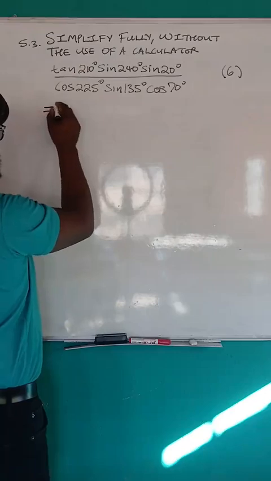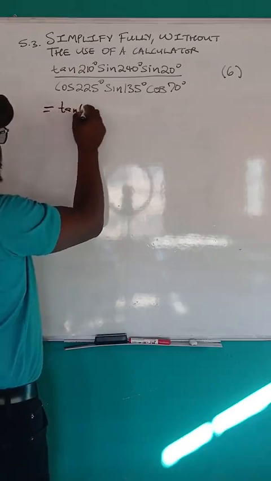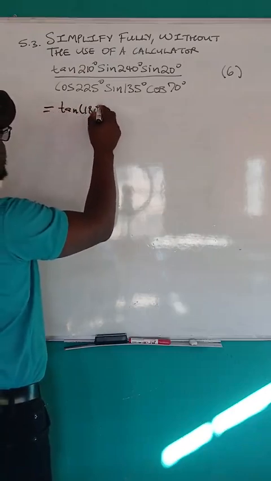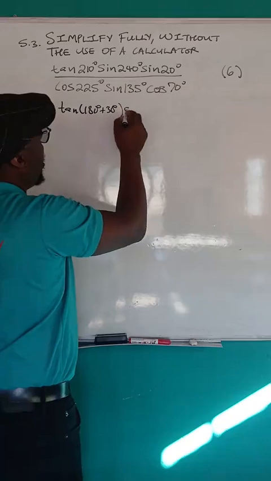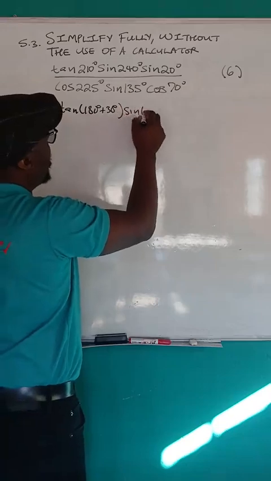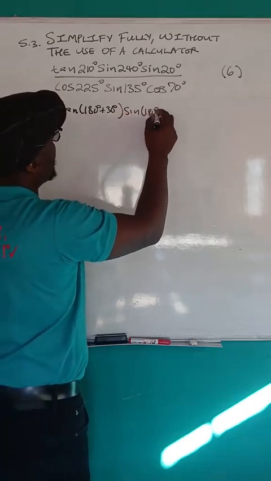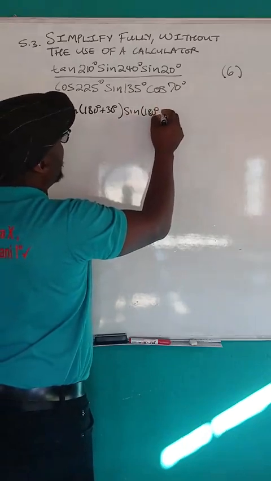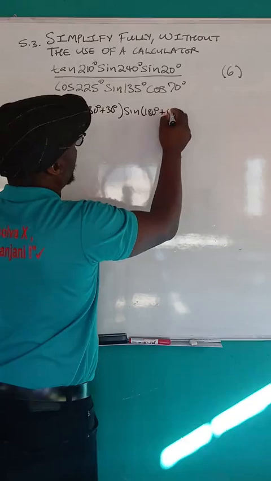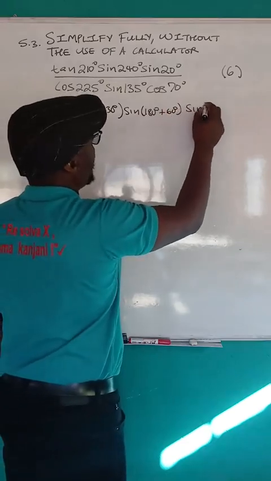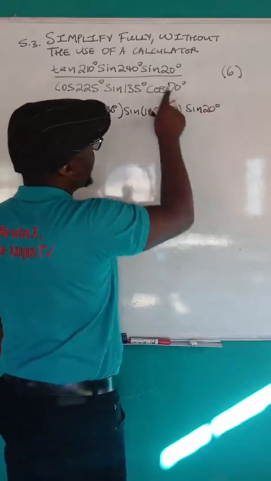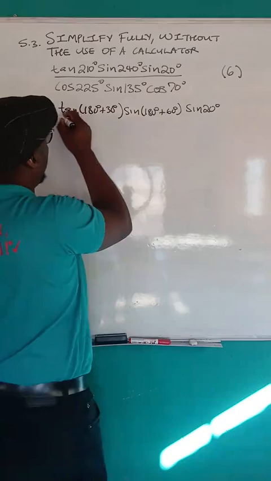That should be equal to tan of 180 degrees plus 30 degrees by sine of 180 degrees plus 60 degrees by sine of 20 degrees. Let's just leave that one as it is.